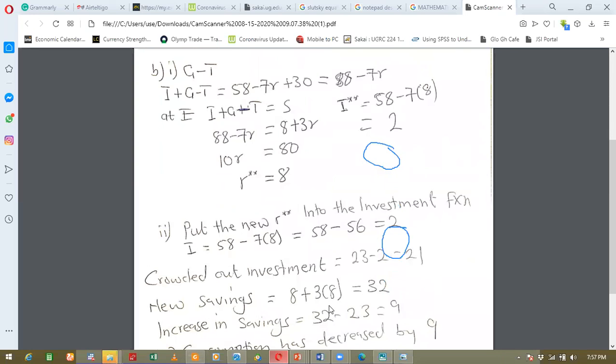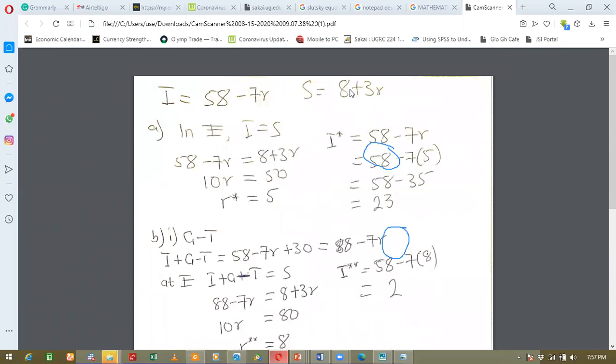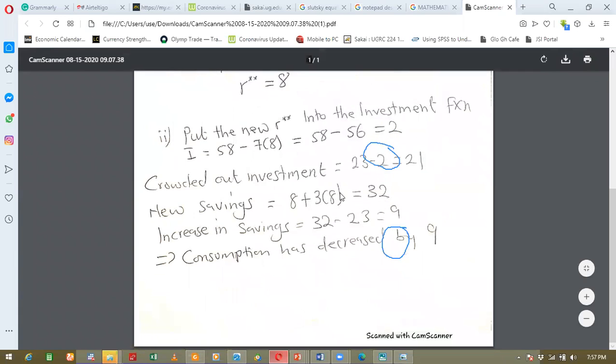Let's look at what is happening to savings. For the new savings, you need to put the new interest rate into the savings function. So if we put it here, this is what we are getting. We are getting 32, but this was the initial one. So what are we getting now? The new one minus the old one, we are getting an increase of 9.